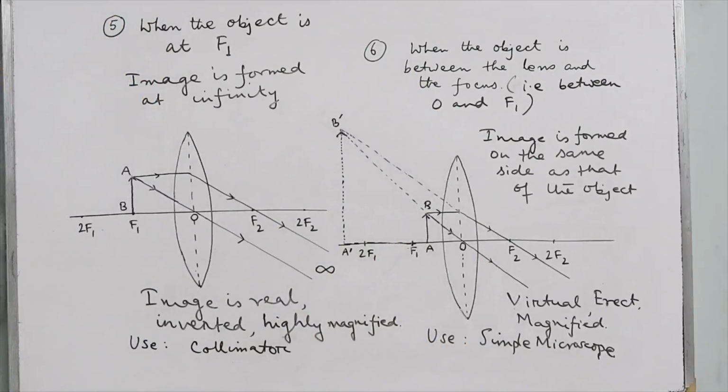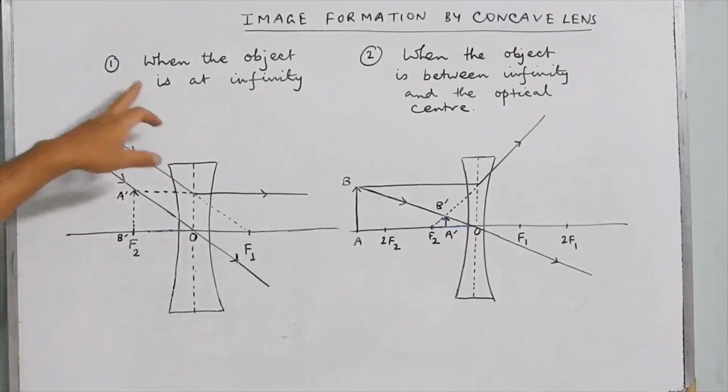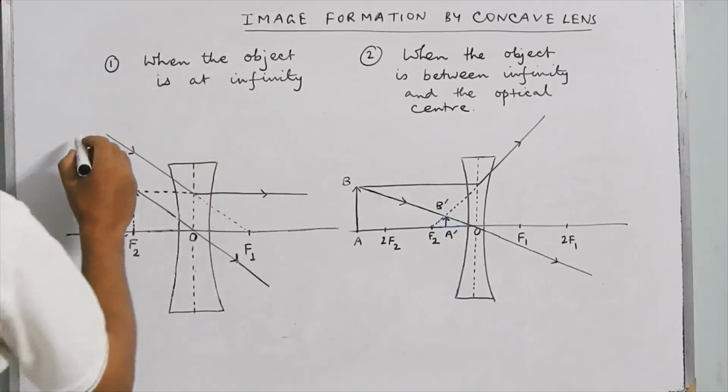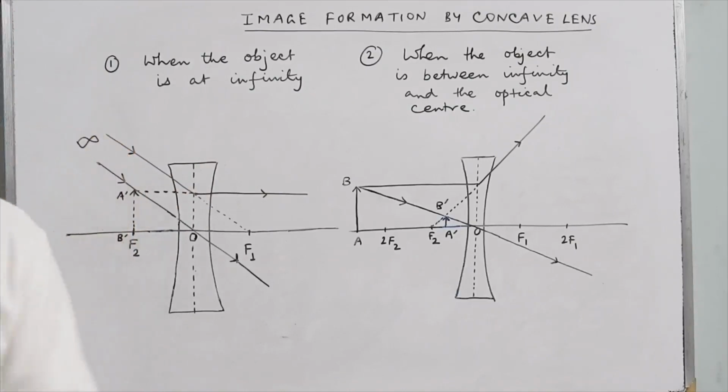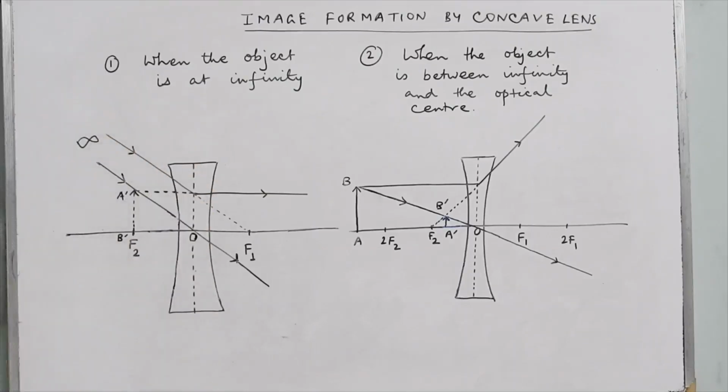Now we look at the ray diagram of a concave lens. With respect to a concave lens, we have two ray diagrams. The first situation is when the object is placed at infinity. So when the object is very far away from the lens itself, as the object is at infinity, the rays coming from the object are assumed to be parallel.